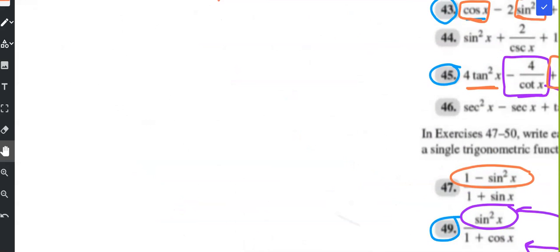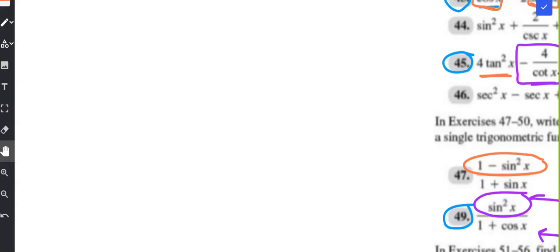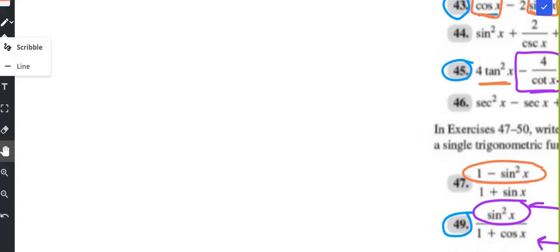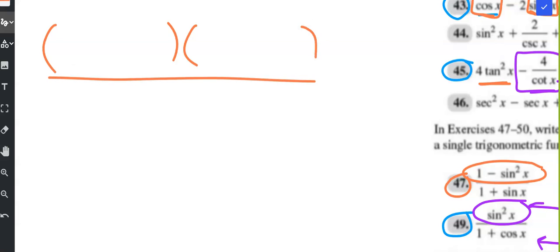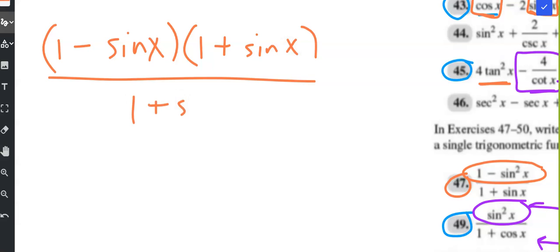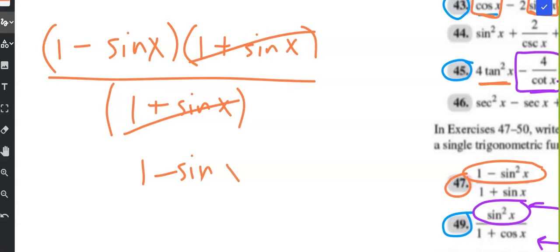Now let's go back to 47. What do you notice on the numerator there? What can you do to the numerator? You can factor it into sine on both sides. Yep, but it'd be 1 minus sine x and 1 plus sine x, all over 1 plus sine x. The 1 plus sine x we cancel out. You got it. It'd be 1 minus sine x. Perfect.